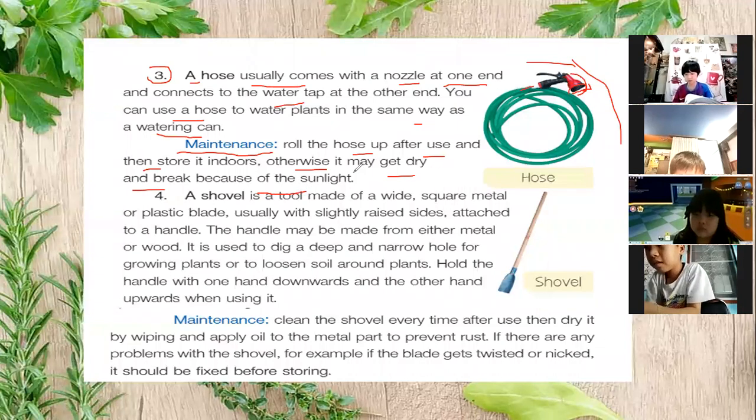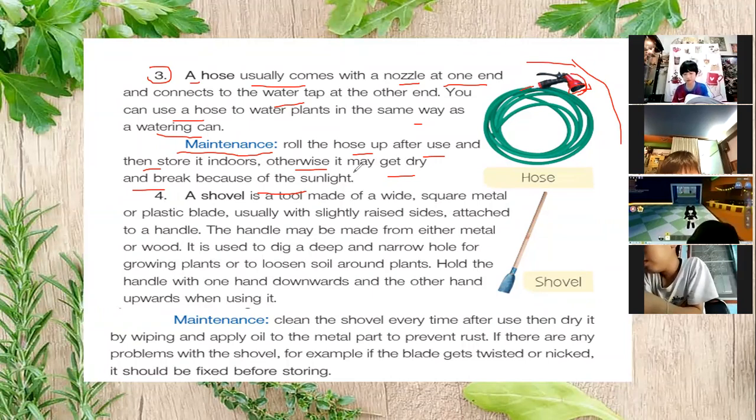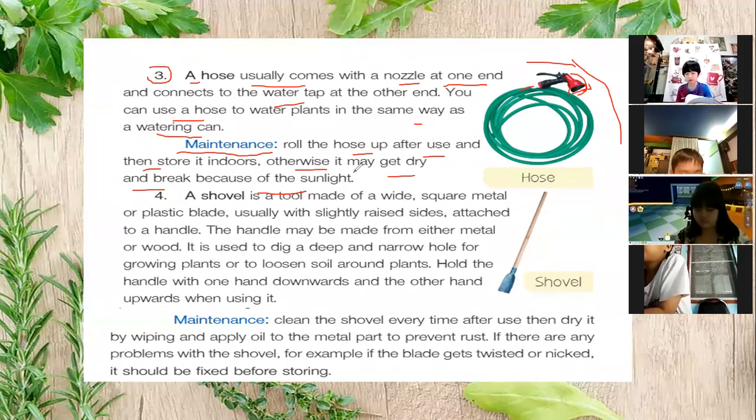So once you are finished with your work, with your watering, after that you have to roll the hose up before use, and then store it inside. Don't leave it outdoors, because sometimes the sun rays are quite hot, so it can get damaged and break because of that. So you always have to store it indoors, not outdoors.